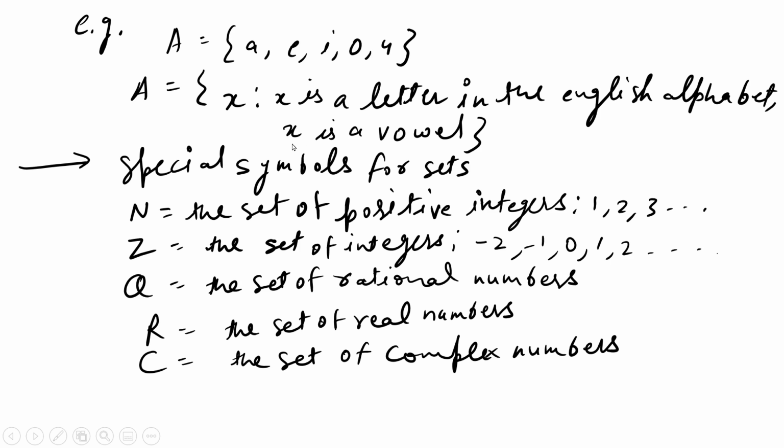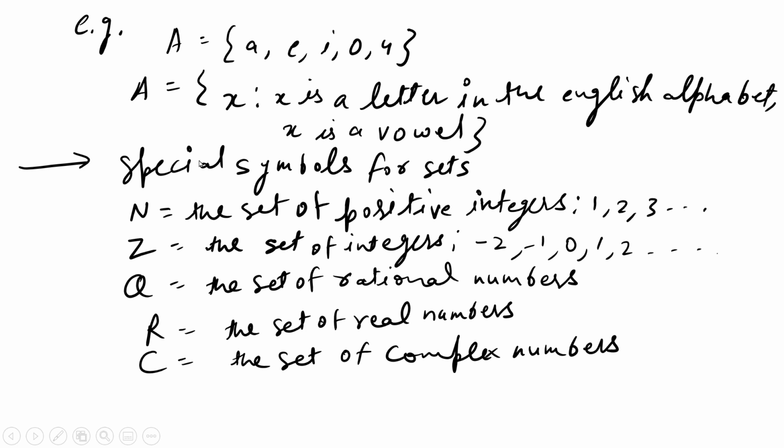We can also represent a set like this. If we have the set A equals {a, e, i, o, u}, we can also say that A is the set of x such that x is a letter in the English alphabet and x is a vowel.